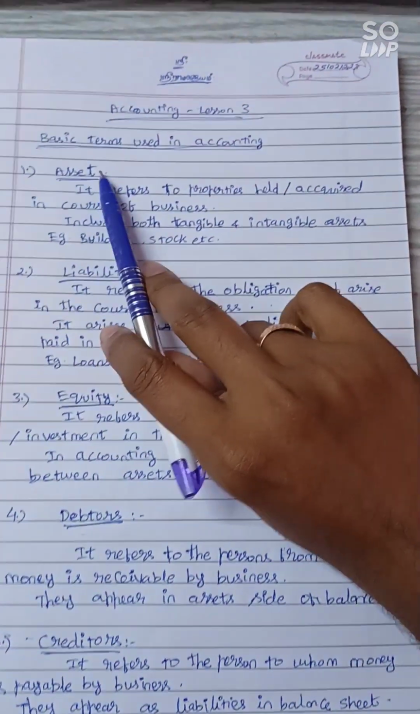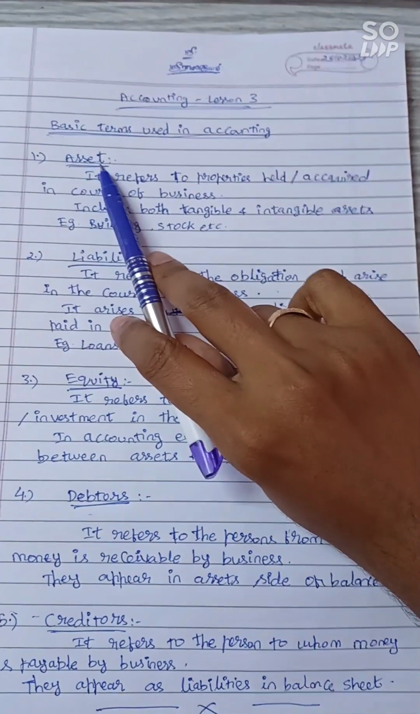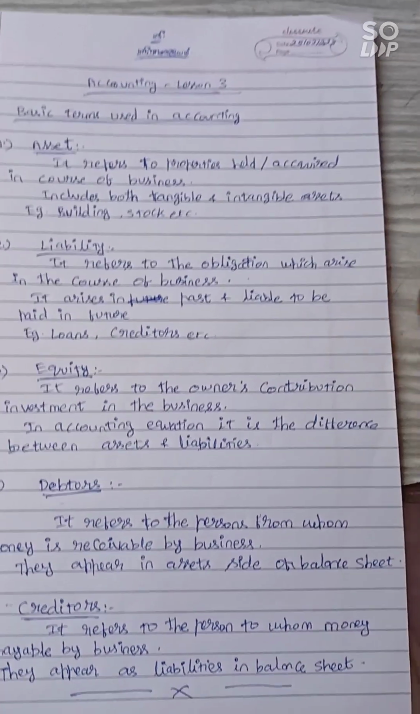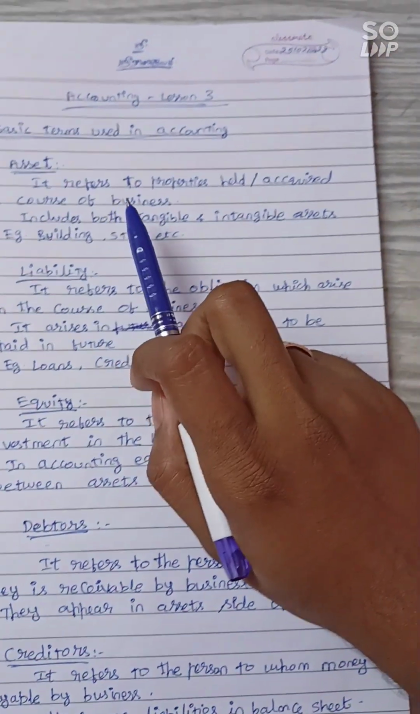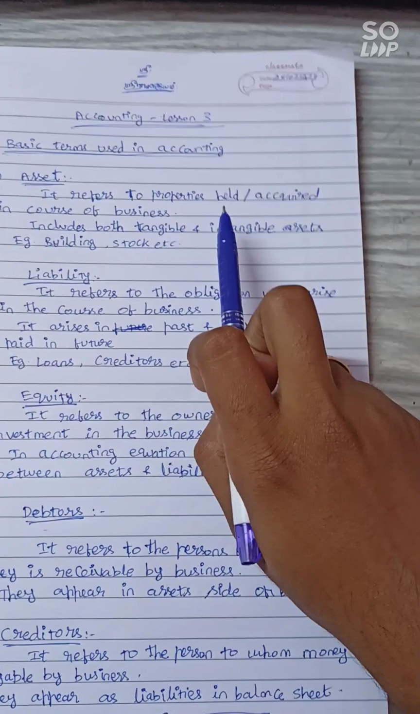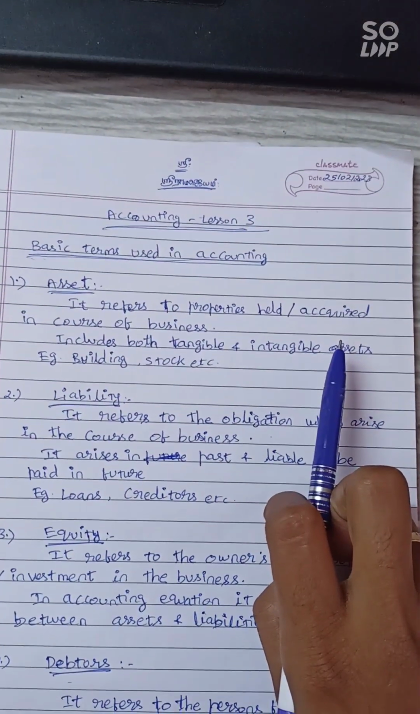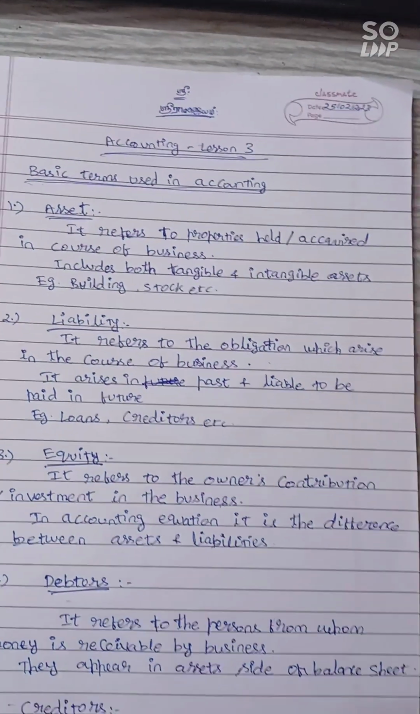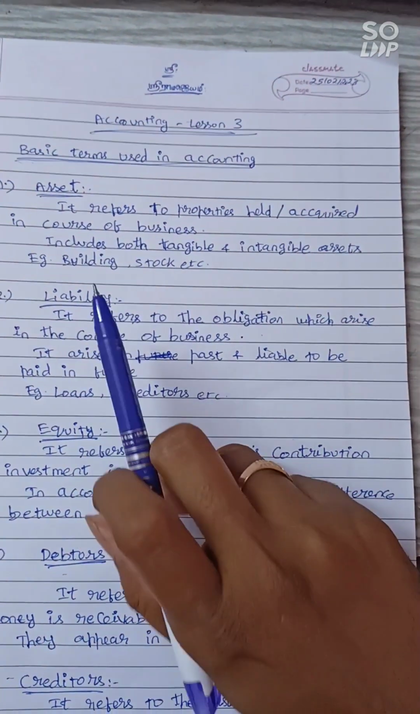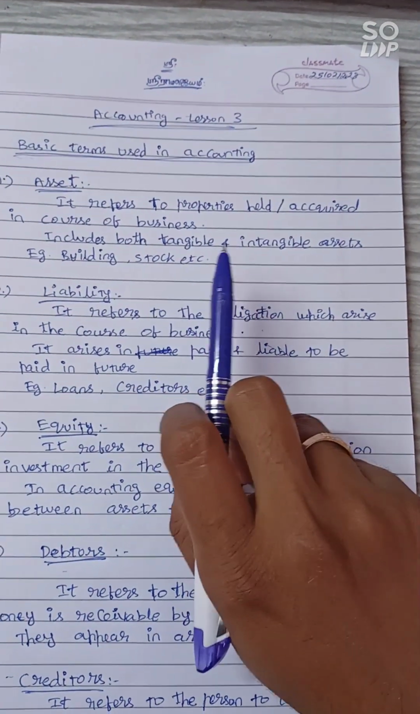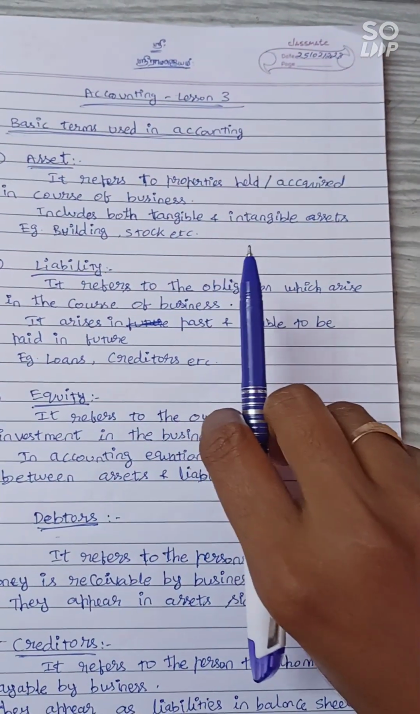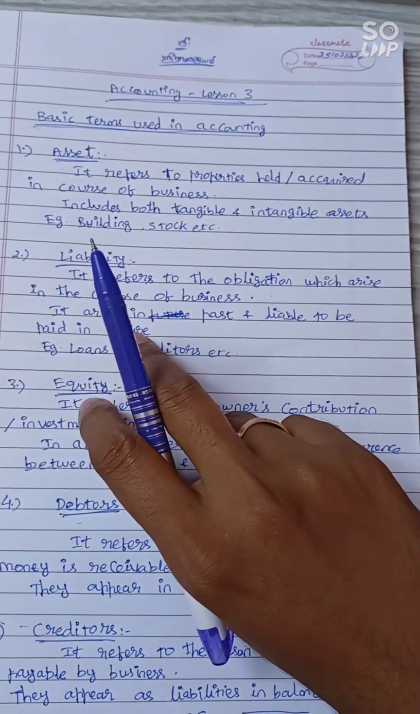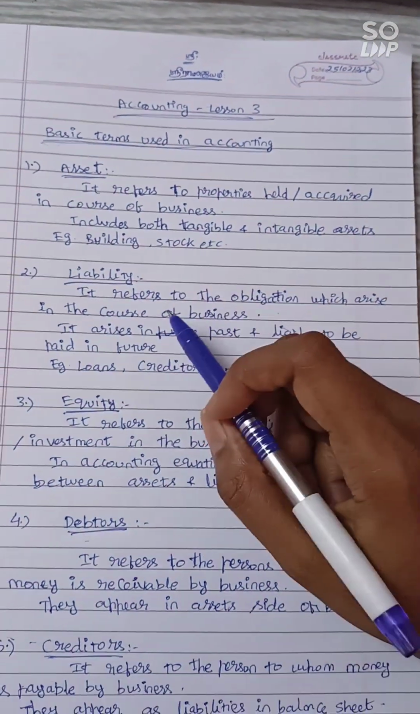First one is asset. What is an asset? Asset refers to the properties held or acquired in the course of business. Assets include both tangible, that is, it can be seen, and intangible, that is, it cannot be seen. Examples of assets are building, stock, etc.